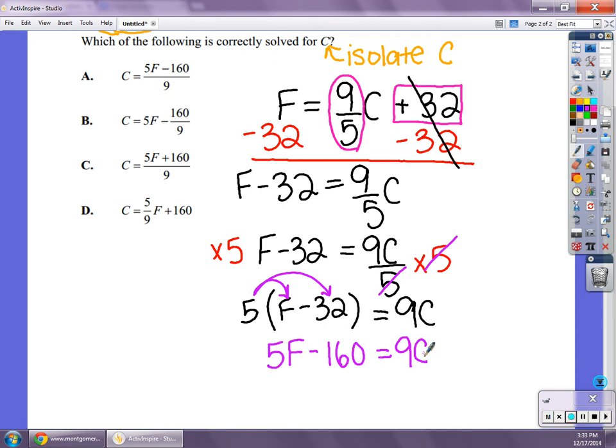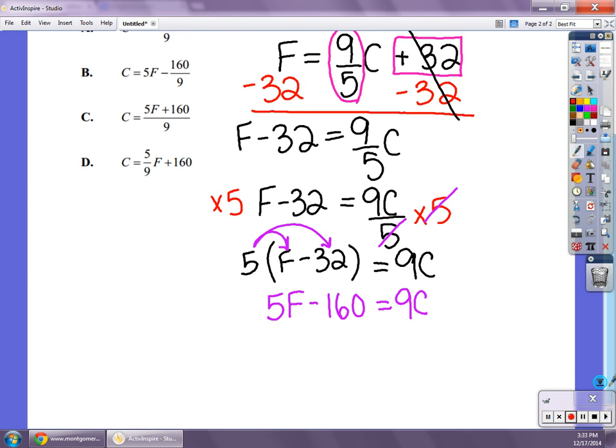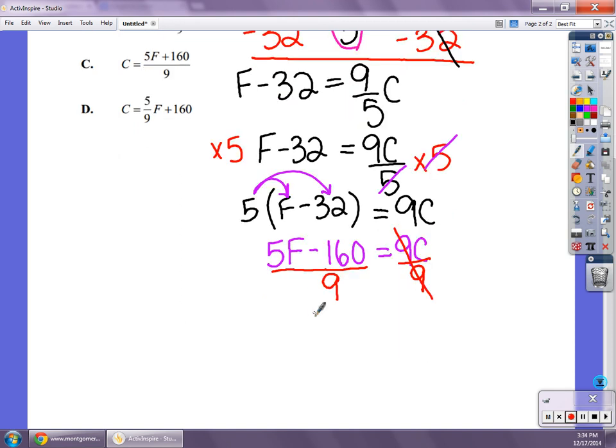All right, we're trying to get C by itself. So hopefully we can see on the right side of the equation there we have 9C. We could also read that as 9 times C. In order to cancel out our multiplication, we're going to divide both sides of our equation by 9. Notice I'm dividing the entire left side by 9. On the right, I've now canceled out our 9's. And just like in problem number 1, I'm going to rewrite our solution exactly as the left side appears. 5F minus 160 divided by 9 is equal to C.